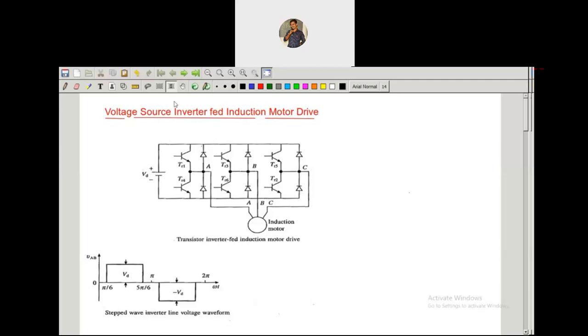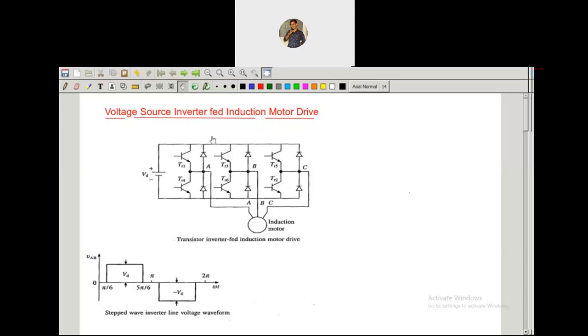So now in today's lecture we are going to see the voltage source inverter fed induction motor drive. As you already know, the topic of the voltage source inverter that you have studied already in your power electronics, right? So let me recall one important point regarding the voltage source inverter, which is frequently asked in competitive examinations, like your state PSUs or any other central PSUs.